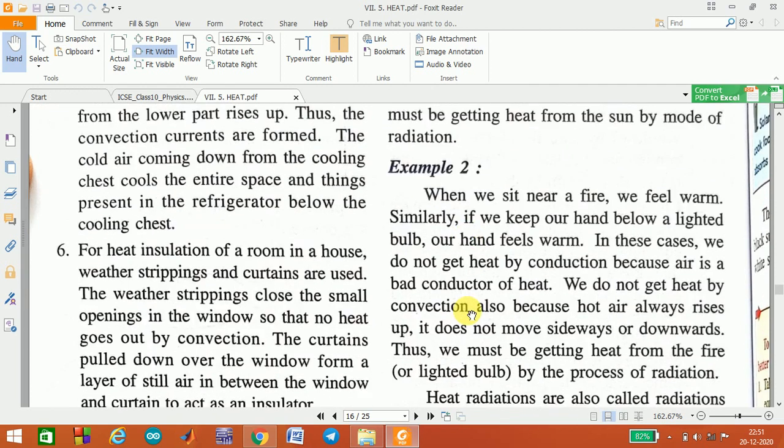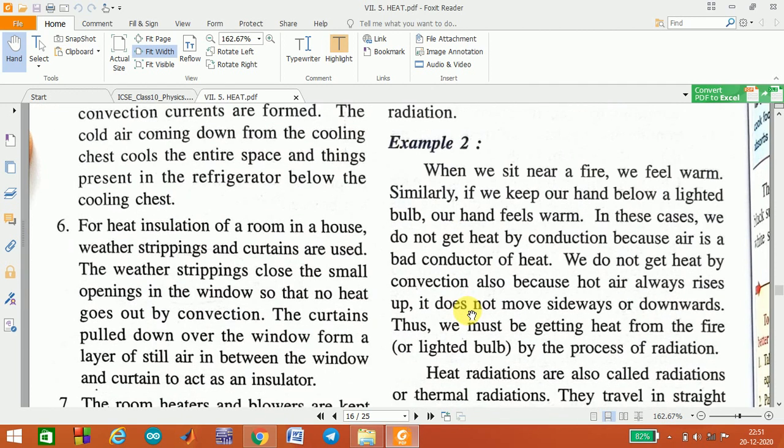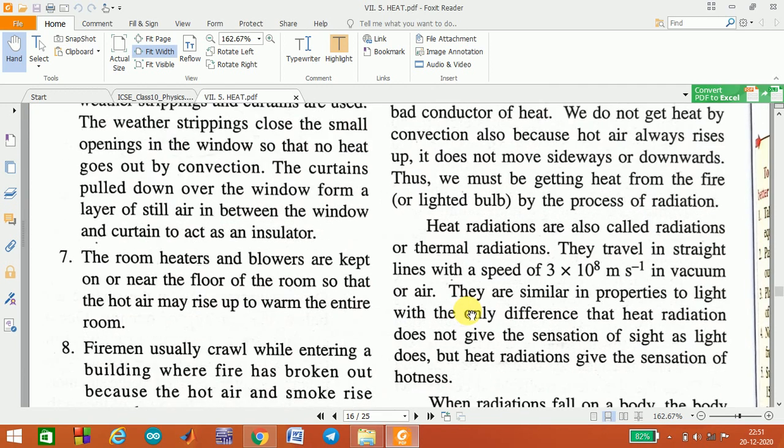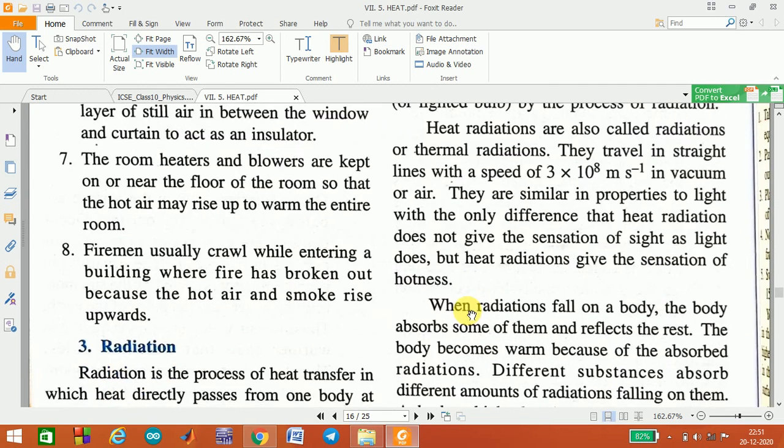Then example 2: when we sit near a fire, we feel warm also. So this is another example of radiation. Heat radiations are also called thermal radiation. They travel in a straight line with a speed of 3 × 10^8 meters per second in vacuum or air. Okay, so this is the speed of light also.